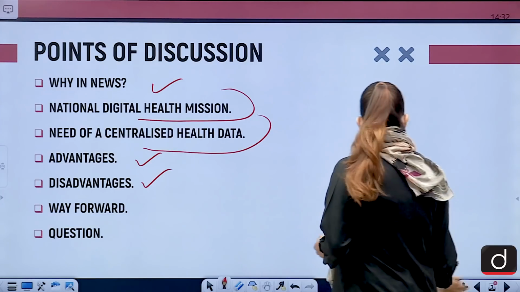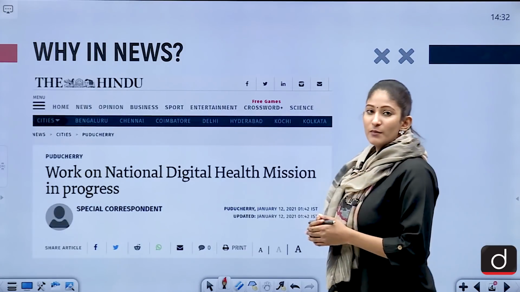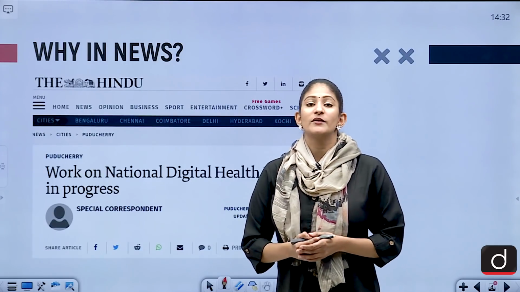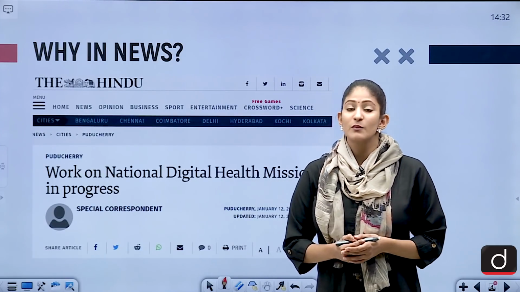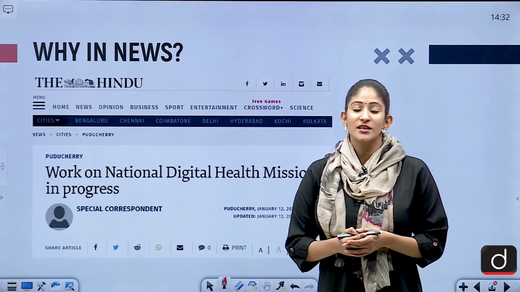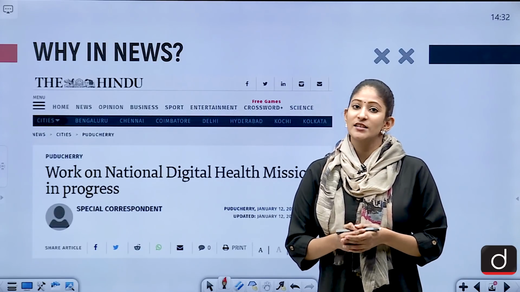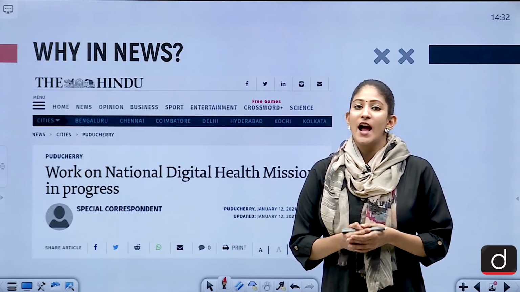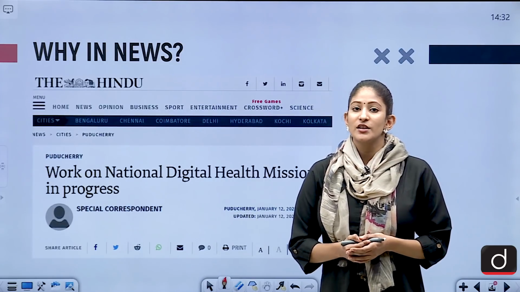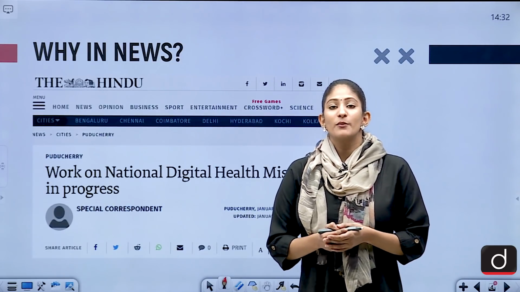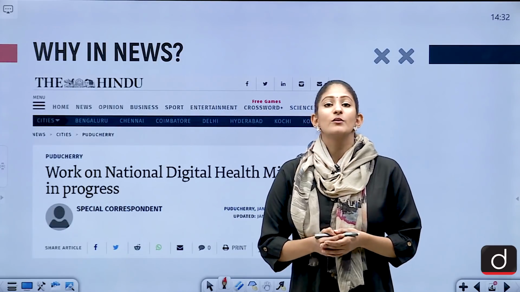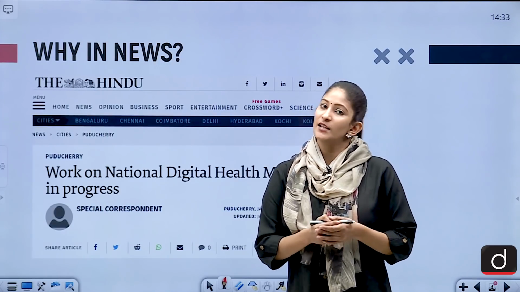So let's begin with why in news, because work on the key components of the National Digital Health Mission, which seeks to create an integrated National Digital Health Database in the entire country, has been ongoing in the Union Territory of Puducherry to provide proper information to health users as well as health providers.